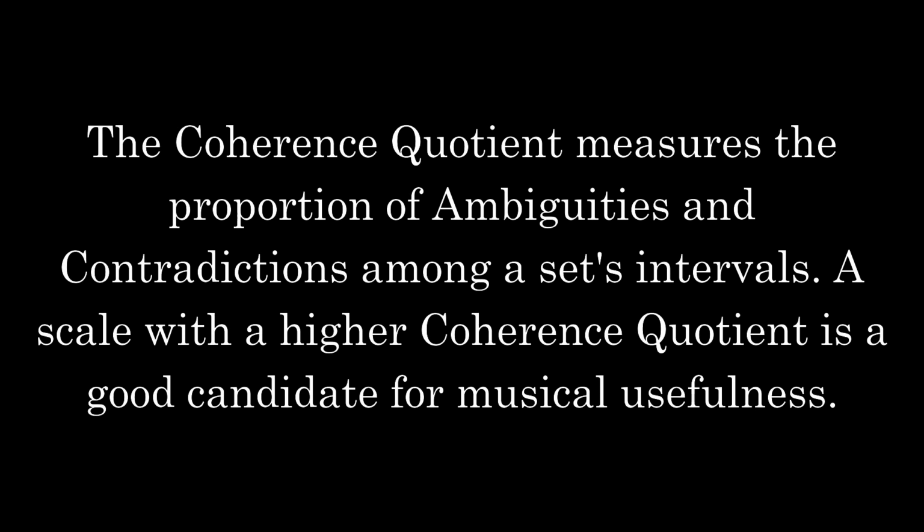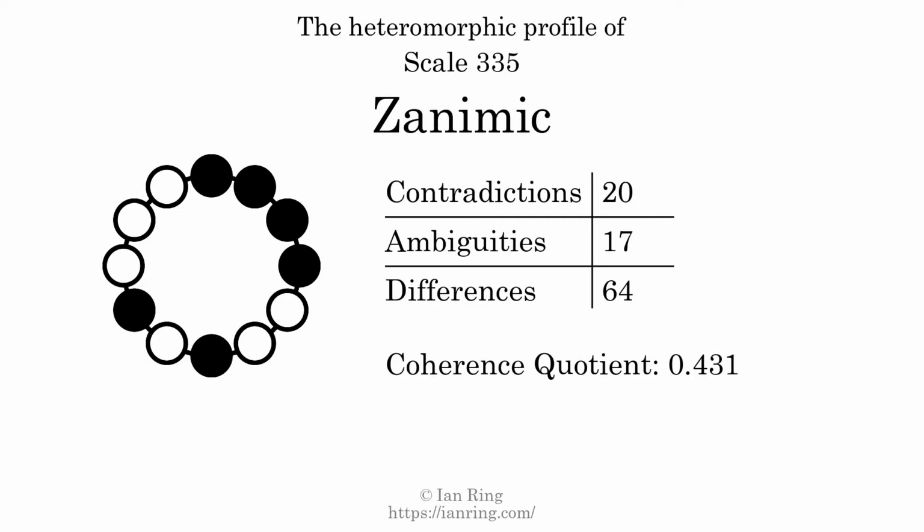The coherence quotient measures the proportion of ambiguities and contradictions among a set's intervals. A scale with a higher coherence quotient is a good candidate for musical usefulness. The coherence quotient is 0.431.